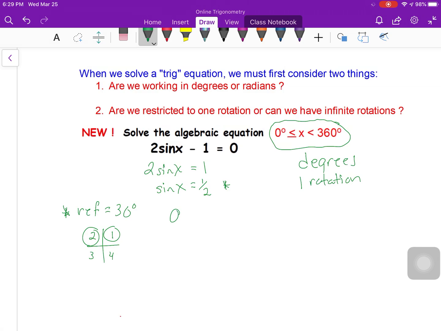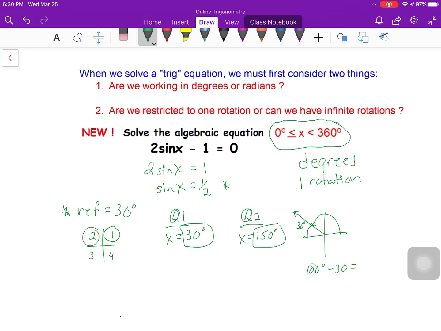So our quadrant 1 answer will be the same as our reference angle. The x will be equal to 30 degrees. Our quadrant 2 answer, well, in quadrant 2, we have to go 30 degrees up from the x-axis. And we're interested in this angle over here. So to get that, we'll take 180 degrees and subtract 30. We end up with x equals 150 degrees in quadrant 2.